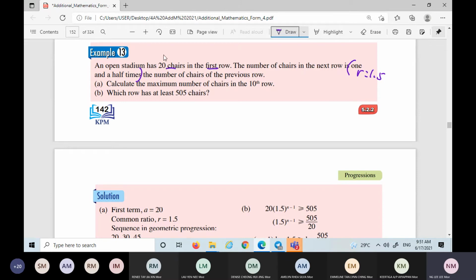So the first row is my A. Calculate the maximum number of chairs in the 10 rows. 10 rows. So I want to get T10.